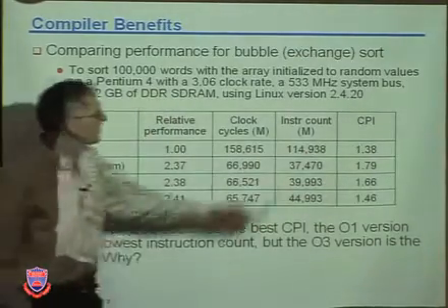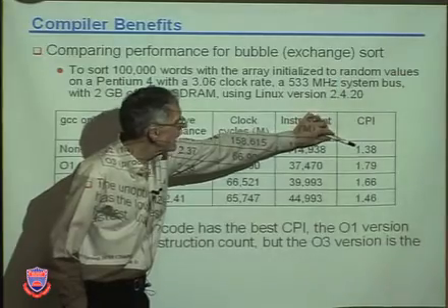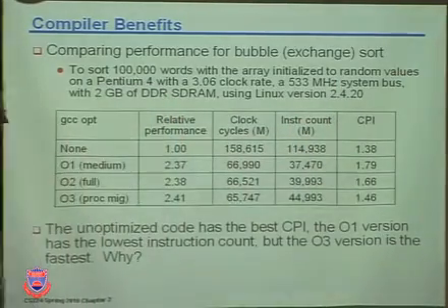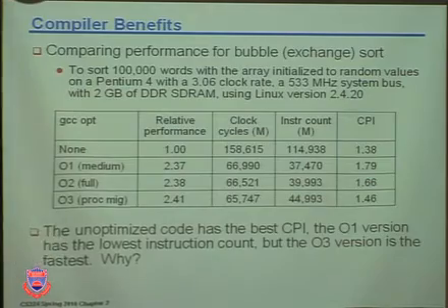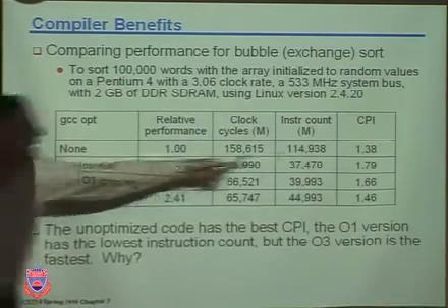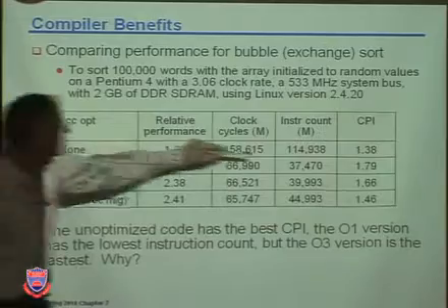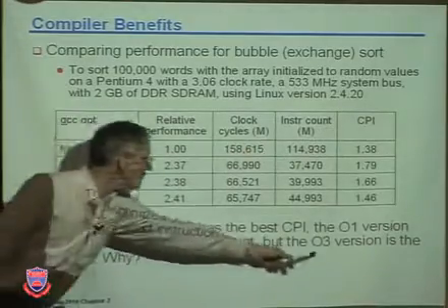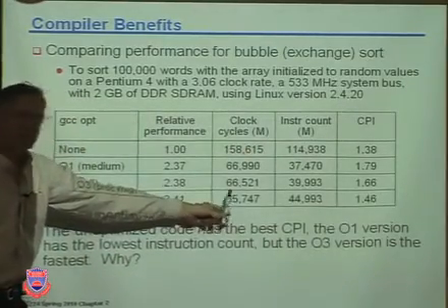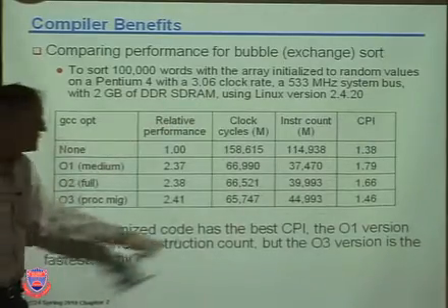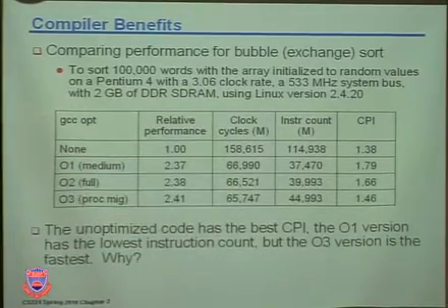Do you notice that number of cycles per instruction actually rises here and then starts to shrink back with these optimizations? The unoptimized code has the best cycles per instruction. The O1 version has the lowest instruction count, but the O3 version is ultimately the fastest, because clock cycles multiplied by the clock rate tells you how much time. So this is the fastest, and that clearly shows that it was.